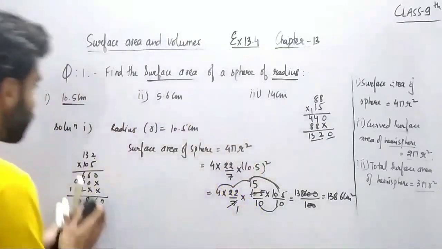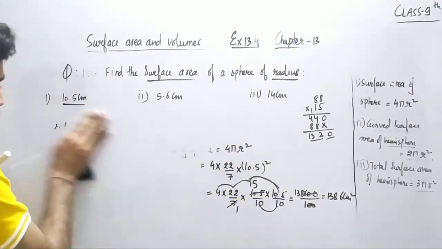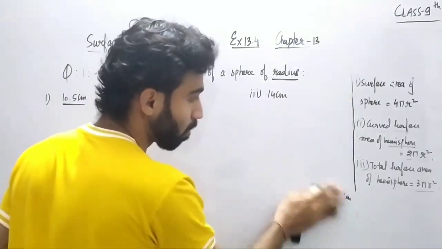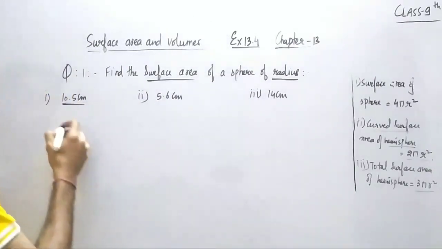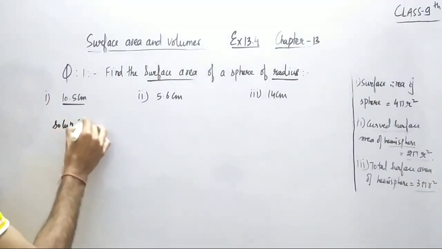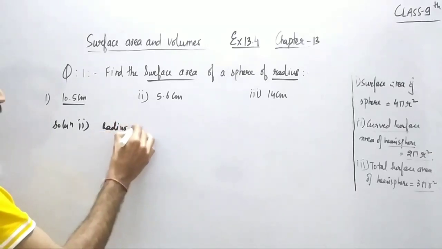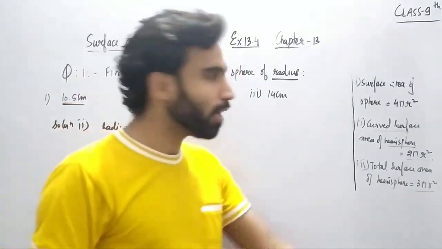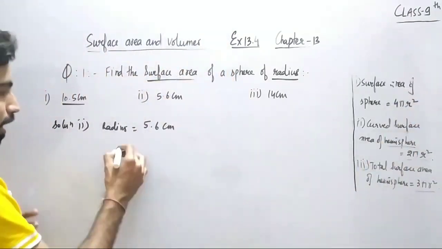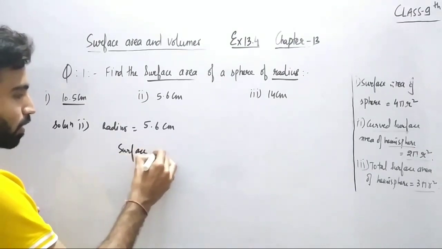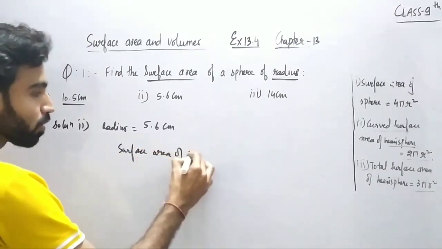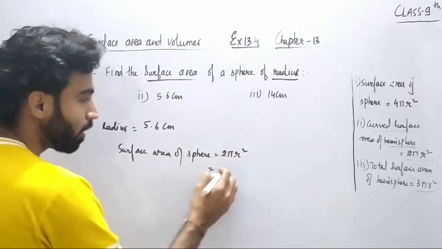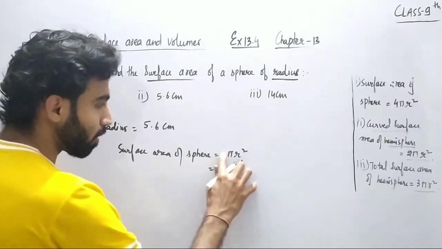So if I just rub this, now you can see the solution to the second part here. Again the radius this time is given to us as 5.6 centimeters, right? Now simply again we have to apply this formula to calculate the surface area. So we know the surface area of sphere is 2 pi r square, right? So यहाँ पे आप देख सकते हैं again, sorry, 4 pi r square. Let me just correct that.